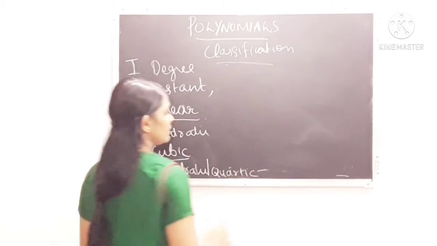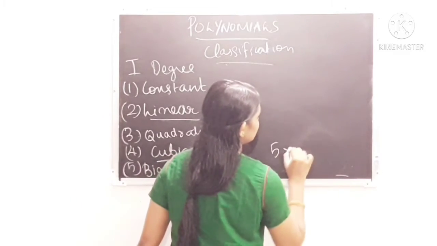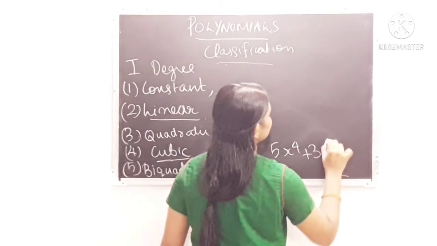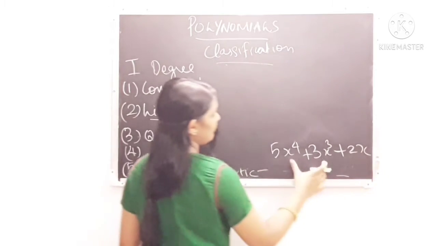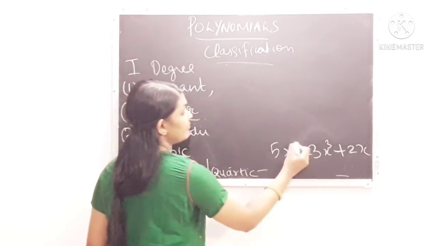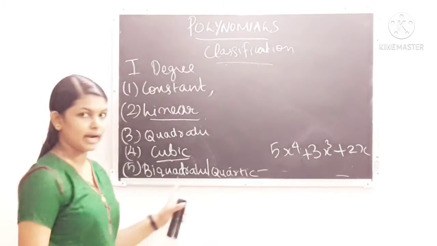Okay, quartic polynomial. Just take an example: 5x raised to 4 plus 3x cube plus 2x. Here the power of the variable in this expression is 4. Therefore, it is considered a biquadratic polynomial.